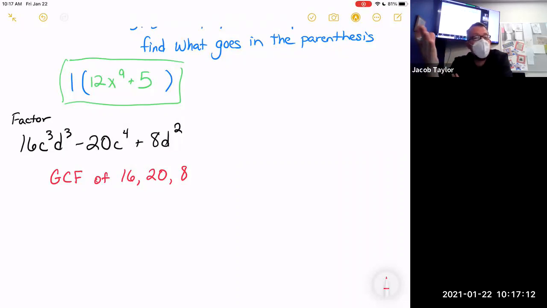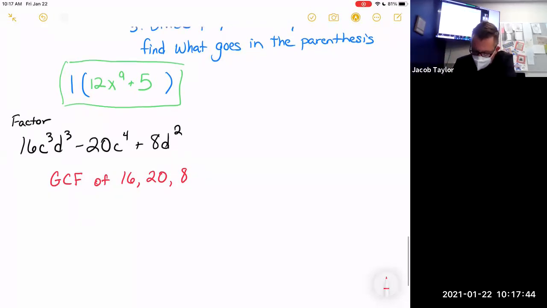What's the biggest thing that 8 can be divided by? 8. Can 16 be divided by 8? Yes, it can. Can 20 be divided by 8? No, it cannot. So that's not a common factor, because even though 8 and 16 can be divided by 8, 20 can't. So that one's out. The next biggest thing 8 can be divided by is 4. 8 divided by 4 works. Can 16 be evenly divided by 4? Yes. Can 20 be evenly divided by 4? Yes, it can. So 4 will be a part of the greatest common factor.